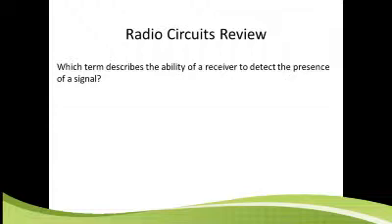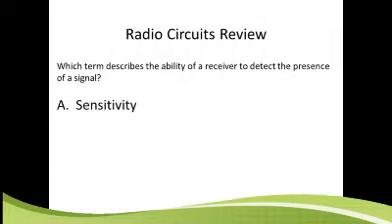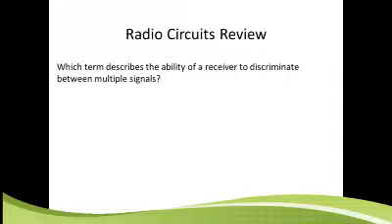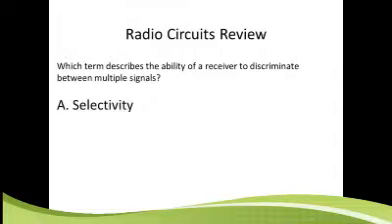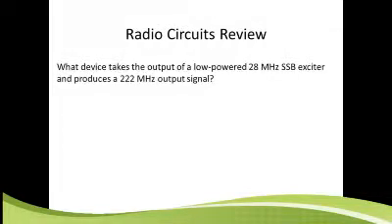Okay, what term describes the ability of a receiver to detect the presence of a signal? What characteristic do we need in it? Sensitivity. You're just detecting a signal. At this point, we're not worried about choosing a signal. It's just, can we detect any signal? What determines the ability of a receiver to discriminate between multiple signals? Selectivity, that's right.